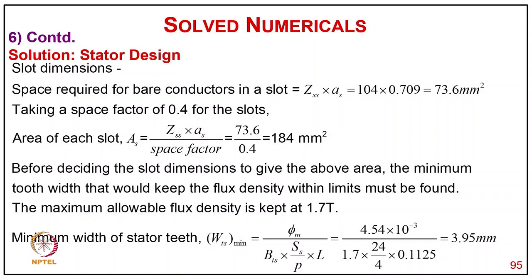Now coming to slot dimensions. The space required for bare conductor in slot is Zs into as, so putting the values it comes 73.6 millimeter square, and taking a space factor of 0.4 for the slot, the area of each slot is As equal to Zs into as upon space factor. Putting values it comes 184 millimeter square. Before deciding the slot dimension to give the above area, the minimum slot width that will keep the flux density within the limit should be found. So maximum flux density in the teeth is taken as 1.57 tesla. So minimum width of the teeth is phi s upon pi m upon Bts by p into Li, so it comes 3.9495 millimeter.